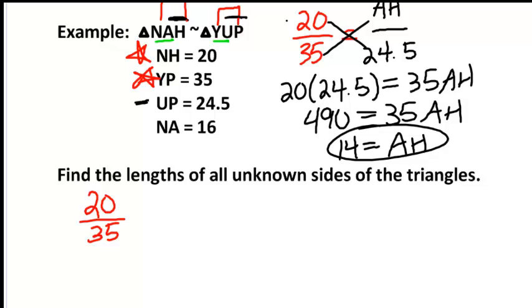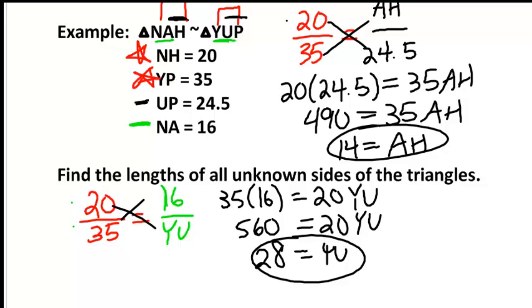20 units on the first triangle represents 35 on the second. I want to put NA on top, which is 16 units, and NA corresponds with YU, so I'll put YU on the bottom. Again, the reason I put 16 on top is because it comes from the left, or the first triangle. The reason I put YU on the bottom is because it comes from the second triangle. And since that's how my scale factor is set up, I need to be consistent with that throughout the problem. If I cross multiply here, then side YU is 28 units.